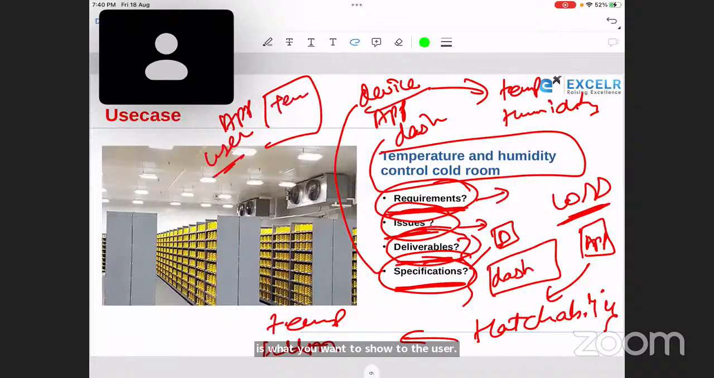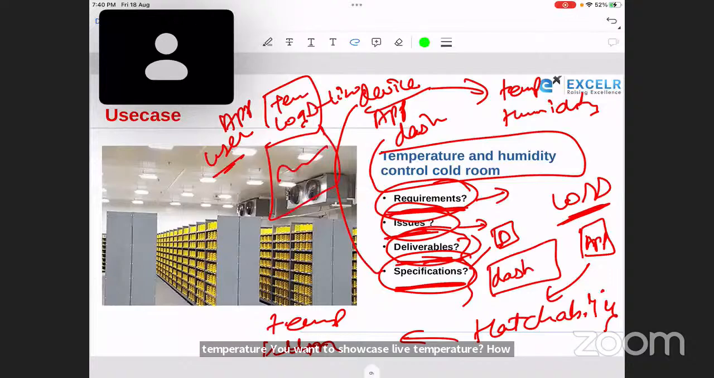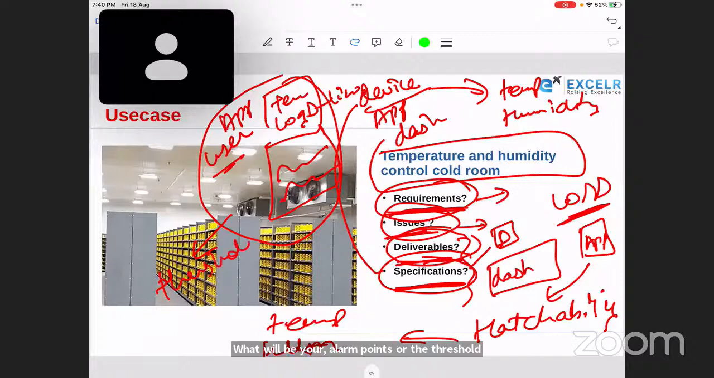You want to showcase temperature, live temperature. How you want to show the logs. What is your real-time graph and your historical graph. So for a particular one, what all values it should have. What will be your alarm points or the threshold values? Should you be able to change the threshold value from your app, or it should be fixed? Those kind of specifications you have to take. Deliverables and specification you have to create. So these two things are created by you. Issues and requirement are from the customer side. Okay.